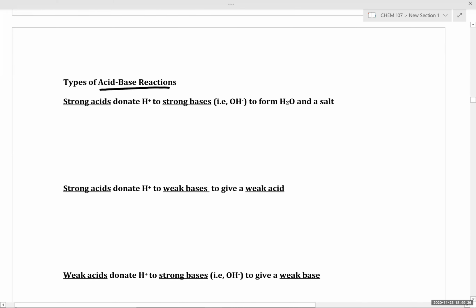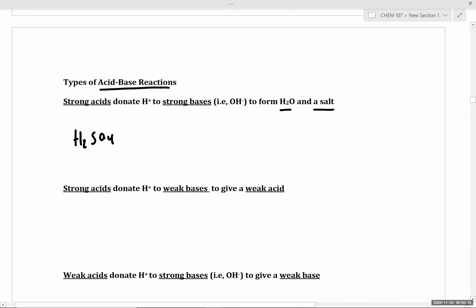So now that we have our definitions out of the way, let's look at different types of acid-base reactions. So strong acids can donate H+ to strong bases to form water and a salt. Okay, so would someone like to give us an example of a strong acid? What's an example of a strong acid for us to go with? Would someone like to propose a formula for a strong acid?